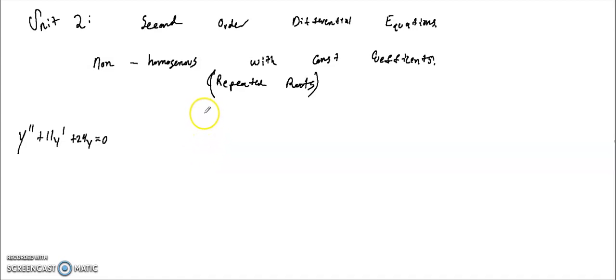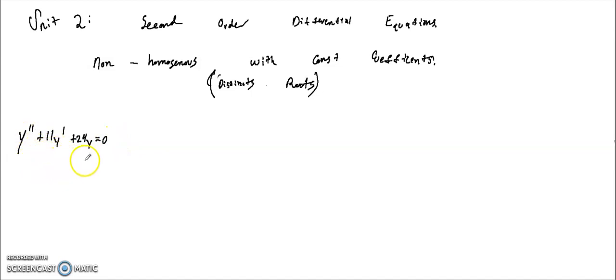Alright, so in the last video we just went over a brief overview of what to expect in the next few videos, like repeated roots, distinct roots, and complex roots. But in this episode, we're going to start Unit 2 with non-homogeneous differential equations with constant coefficients, but the distinct roots case. So you might recognize this.